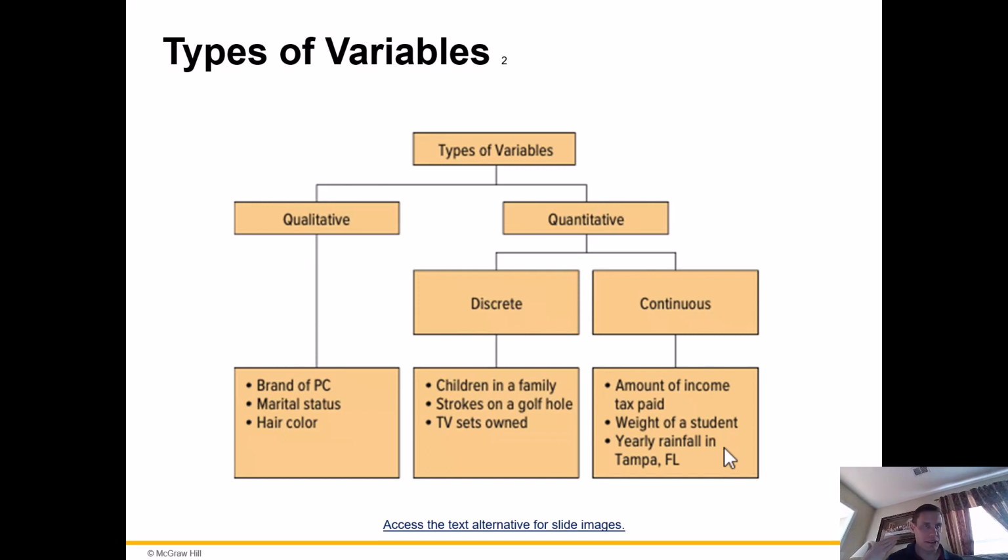You can't have like 4.273 children, right? You either got 1, you got 2, you got 3, you got 4, you got 5. Same with TV sets owned, right? You've got 0, you got 1, you've got 2, you've got 3. You can't have 1.217 TV sets, right? So that's where the continuous comes in. So the continuous could be really any kind of, typically any number at all within a range. So like amount of income tax paid, you could have paid $1,200 and I don't know $17.52, and I could have paid $1,217.53, and then one of you else could have paid 1,217.54, so on and so forth. So that's the difference between discrete and continuous.